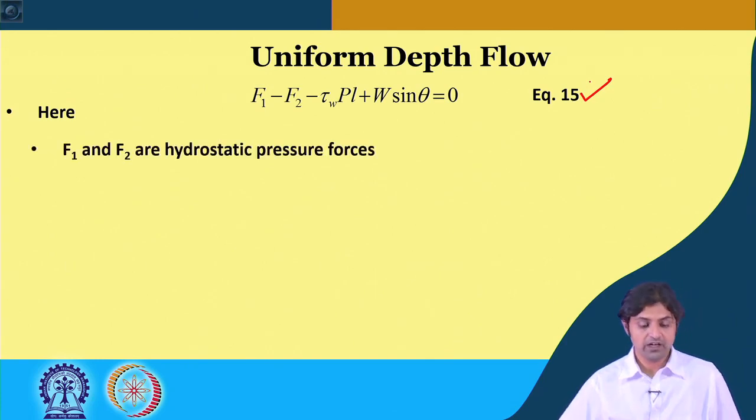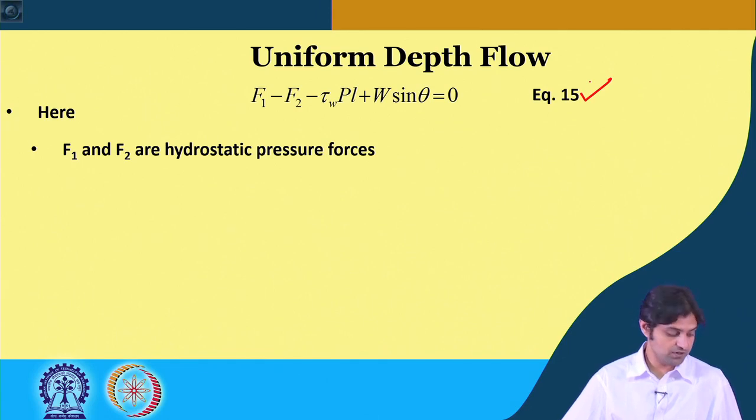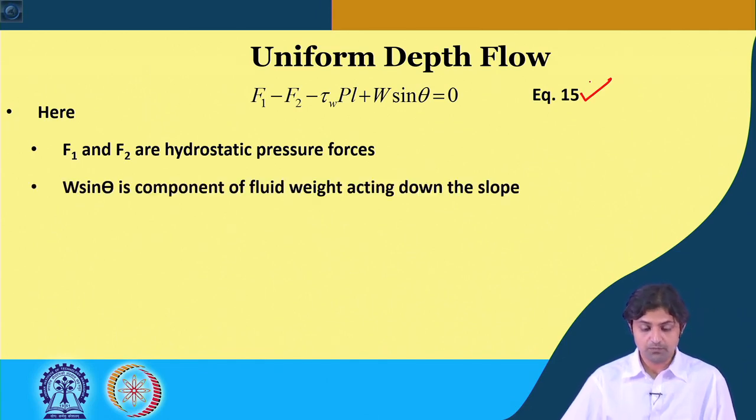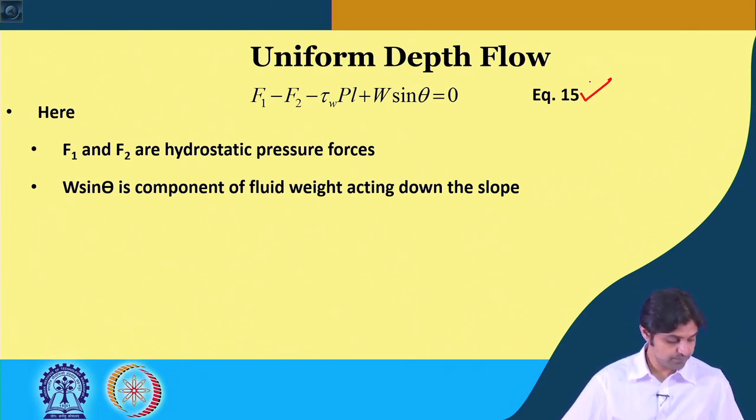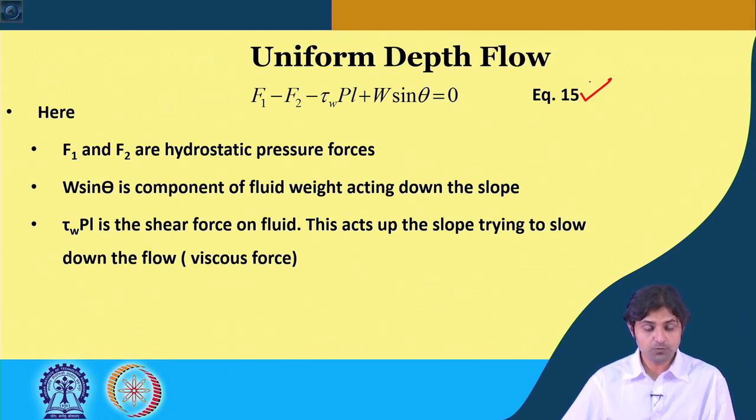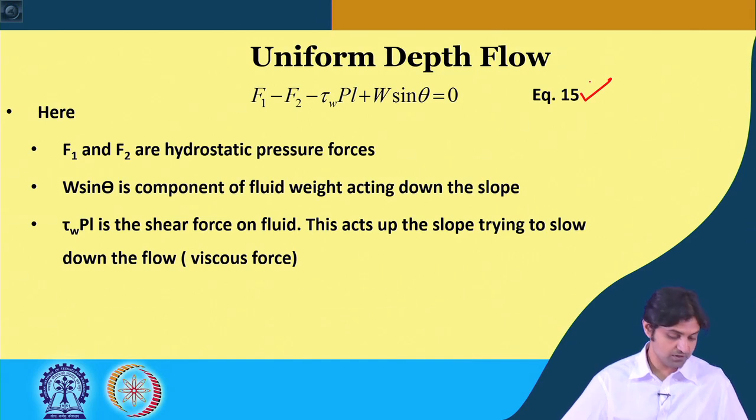Here F1 and F2 are hydrostatic pressure forces, as we have already told. W sin theta is the component of fluid weight acting down the slope. Tau W P L is the shear force on fluid. This acts up the slope trying to slow down the flow. This we have already talked about. This happens because of the viscous forces.